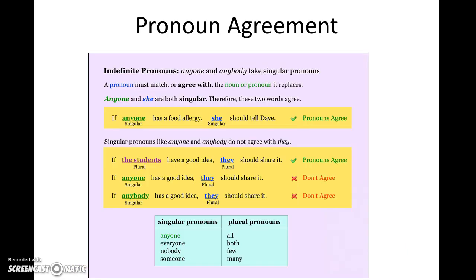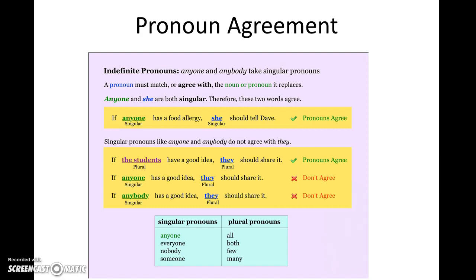Your pronouns must also agree or match. We call it agreement in AP language. They must agree with the noun they replace. So take a look at this first sentence here. If anyone has a food allergy, she should tell Dave. This is kind of tricky, but anyone here is considered a singular pronoun. So I think about it as any single one person, any one, that's singular. Singular is one. It needs to match with a singular pronoun. So singular, like she, he, it, would all work.